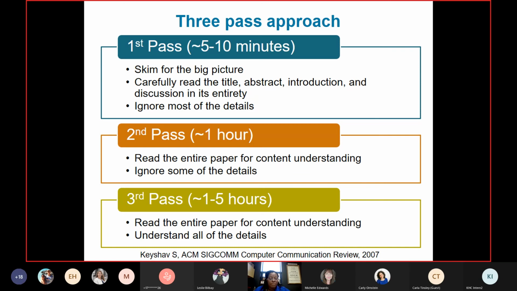And then there's the third pass. That can be anywhere from 1 hour to 5 hours. You're going to read the entire paper for content understanding, and you're going to work to understand all of the details. And we'll talk about how you transition from first pass, second pass, and third pass. It depends on why you're reading the particular article that you're looking at. For many people, the first and the second pass is sufficient after you're comfortable learning to read these original research articles a little better.